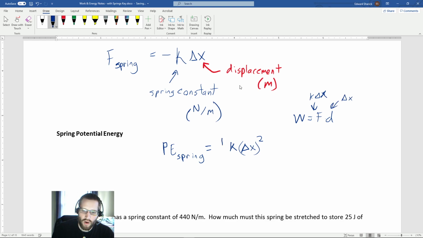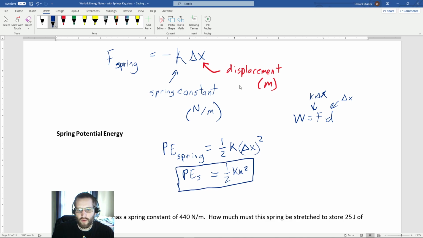Now there's a factor of 1/2 that comes into play here. This 1/2 comes in because this force is changing with delta x. It's not constant. As the spring becomes less stretched or less compressed, the force is weakened. And so we don't get k delta x squared, we get 1/2 k delta x squared. A lot of the time we will just write this as PE spring equals 1/2 kx squared. We won't write the delta x, but x is how far that spring is stretched or compressed.